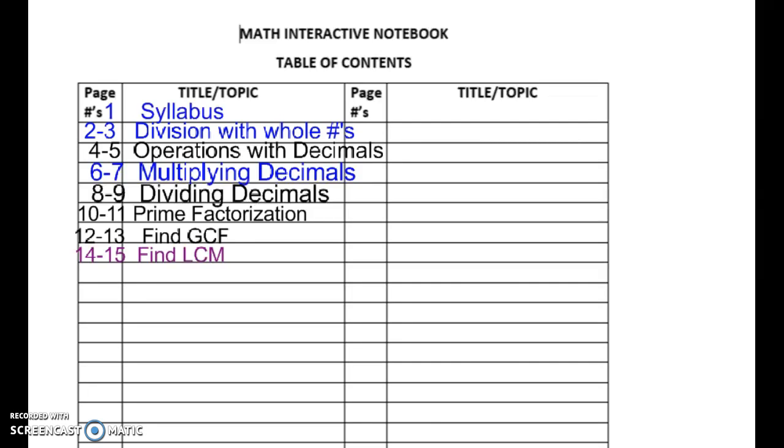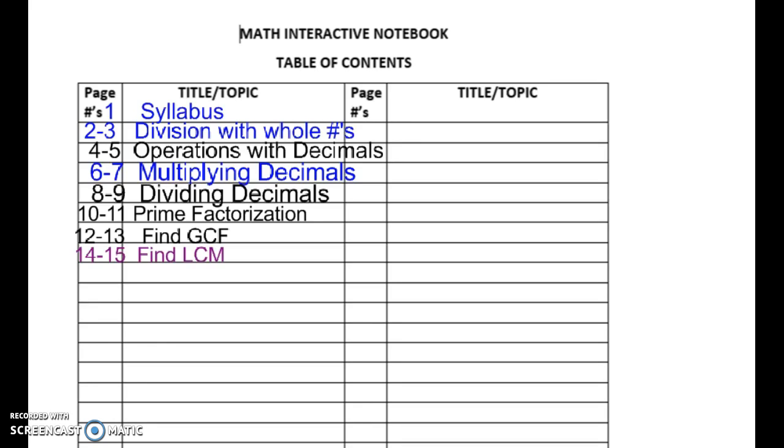In this video, you will complete another page in your interactive notebook. So if you will turn to your table of contents and label the next two page numbers 14 to 15, and the title of it is Find LCM. Pause the video and label your table of contents.